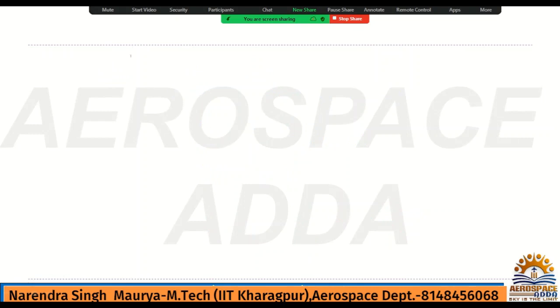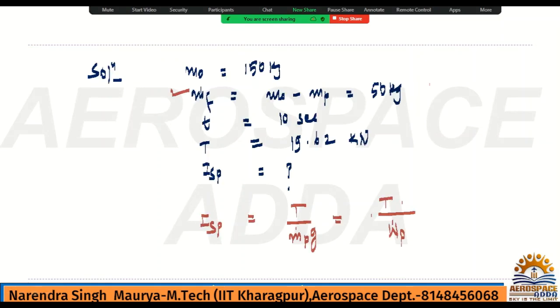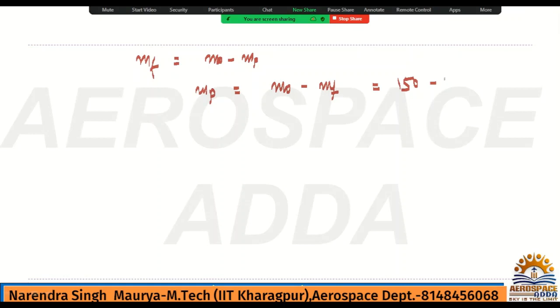So what is mf? mf they have given to us, and mf is nothing but m naught minus mp. So here you can calculate mp. mp will be m naught minus mf. m naught is 150 and mf they have given is 50. So 150 minus 50, you can get 100 kg, the mass of the propellant we have. But in the formula we have m dot p. So what you will do, it is mp, mp not dot.